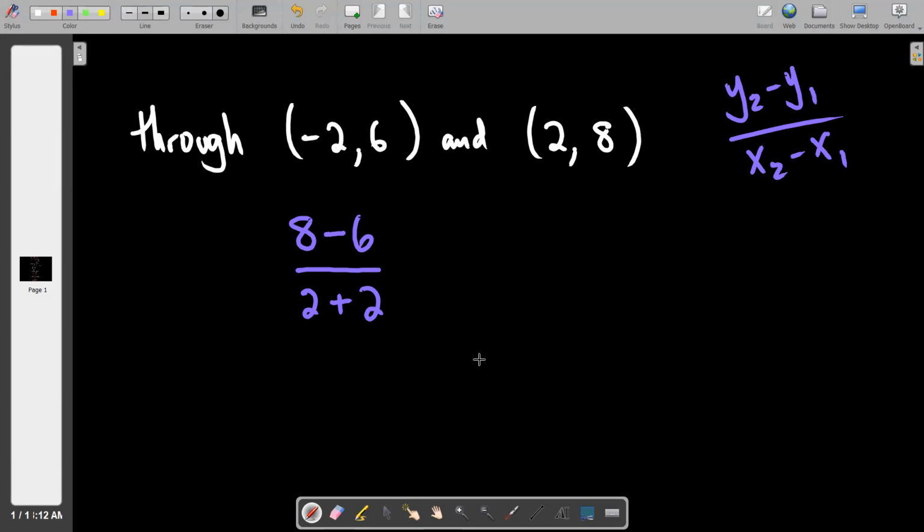Let's reduce. Let's simplify. Let's do a little bit of basic little kiddie math. What's 8 minus 6? And what is 2 plus 2? And what is 2/4 reduced to? Good. So we can now say that the slope is a half.